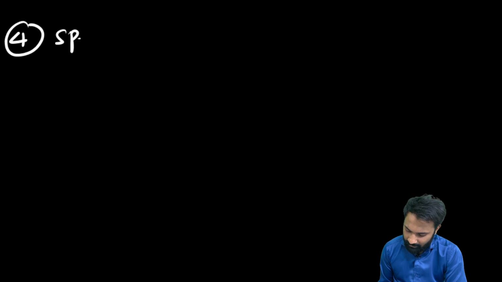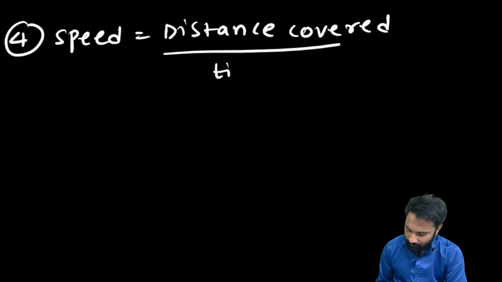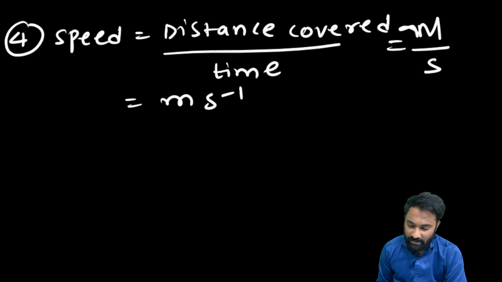Now, the fourth we are going to see is the speed. What is the speed? Speed is distance covered by time. Distance covered will be in meter, clear? And time taken is in second. So the unit of speed is meter second inverse. Clear?